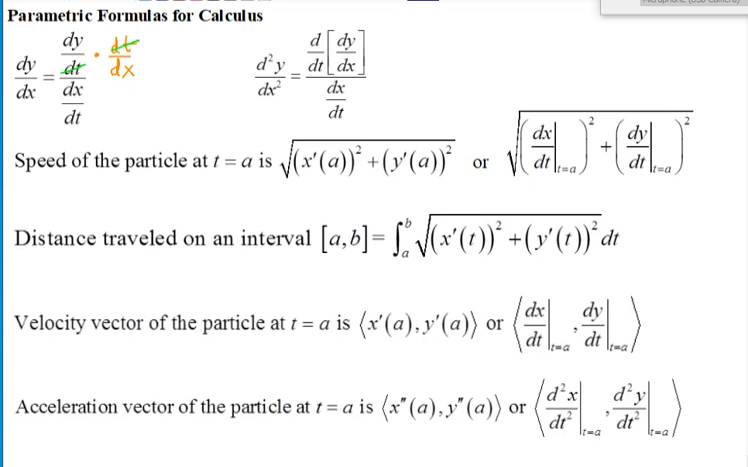The second derivative is a little bit trickier. So the way the second derivative works is you find the derivative of the first derivative, like you normally would, but then you have to divide by dx/dt. That's the thing that may not be super obvious, why that's necessary. So let's see why that is.